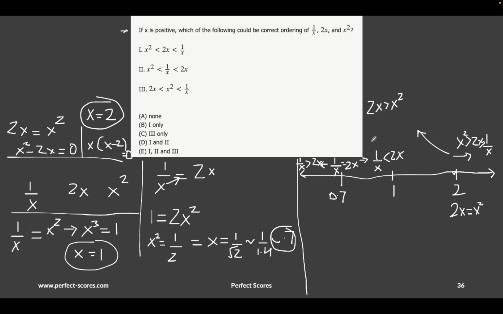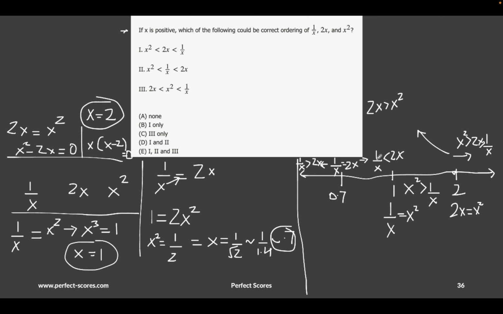On this side, we can easily figure out what's going to be happening to 1 by x. But let's talk about this critical point where x is equal to 1. When x is equal to 1, you've got 1 by x equal to x squared. On the right hand side, you can easily say that x squared is going to be greater than 1 by x, right?